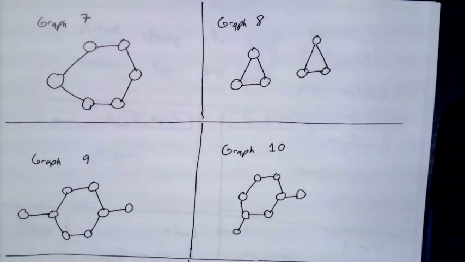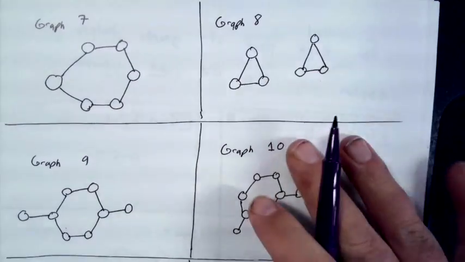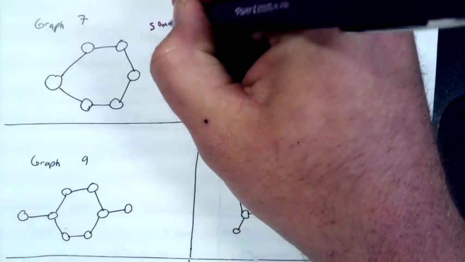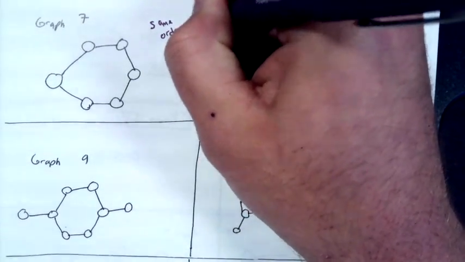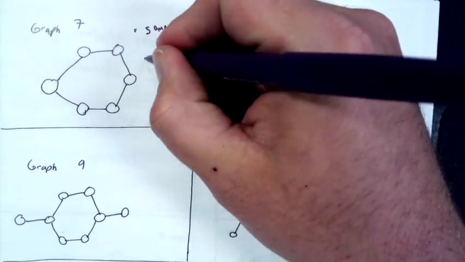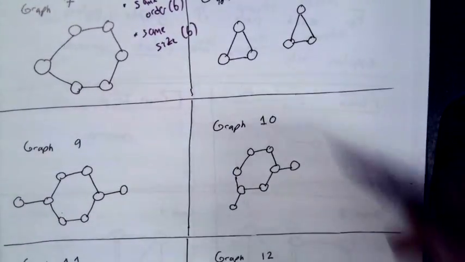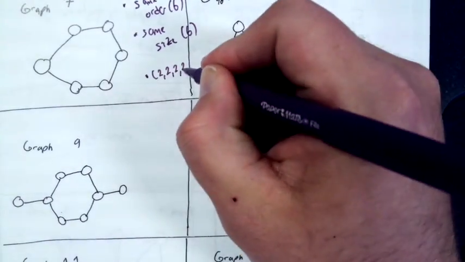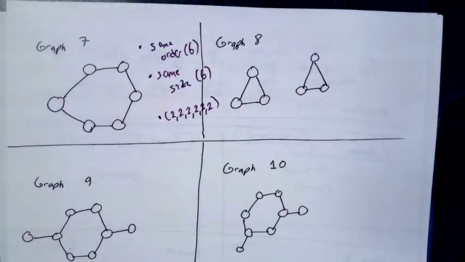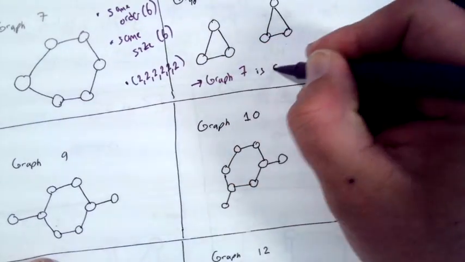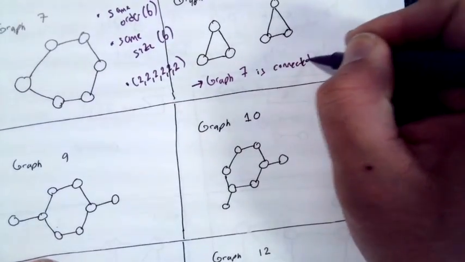So if we look at the difference between graph 7 and 8, these have the same order. They both have 6 vertices, have the same size, they both have 6 edges, and they have the same degree sequence. Every vertex here has degree 2, but they're clearly different. So what is the difference between them? How would you express that? Graph 7 is connected, whereas graph 8 is not.